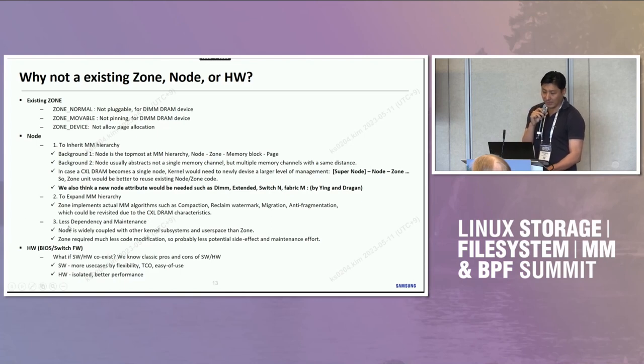And the third reason is less dependency and maintenance effort. Node is widely coupled with other kernel subsystems and user space, more than zone. So zone required much less code modification, and probably less potential side effect and maintenance effort. So those are all the reasons we propose a new zone.